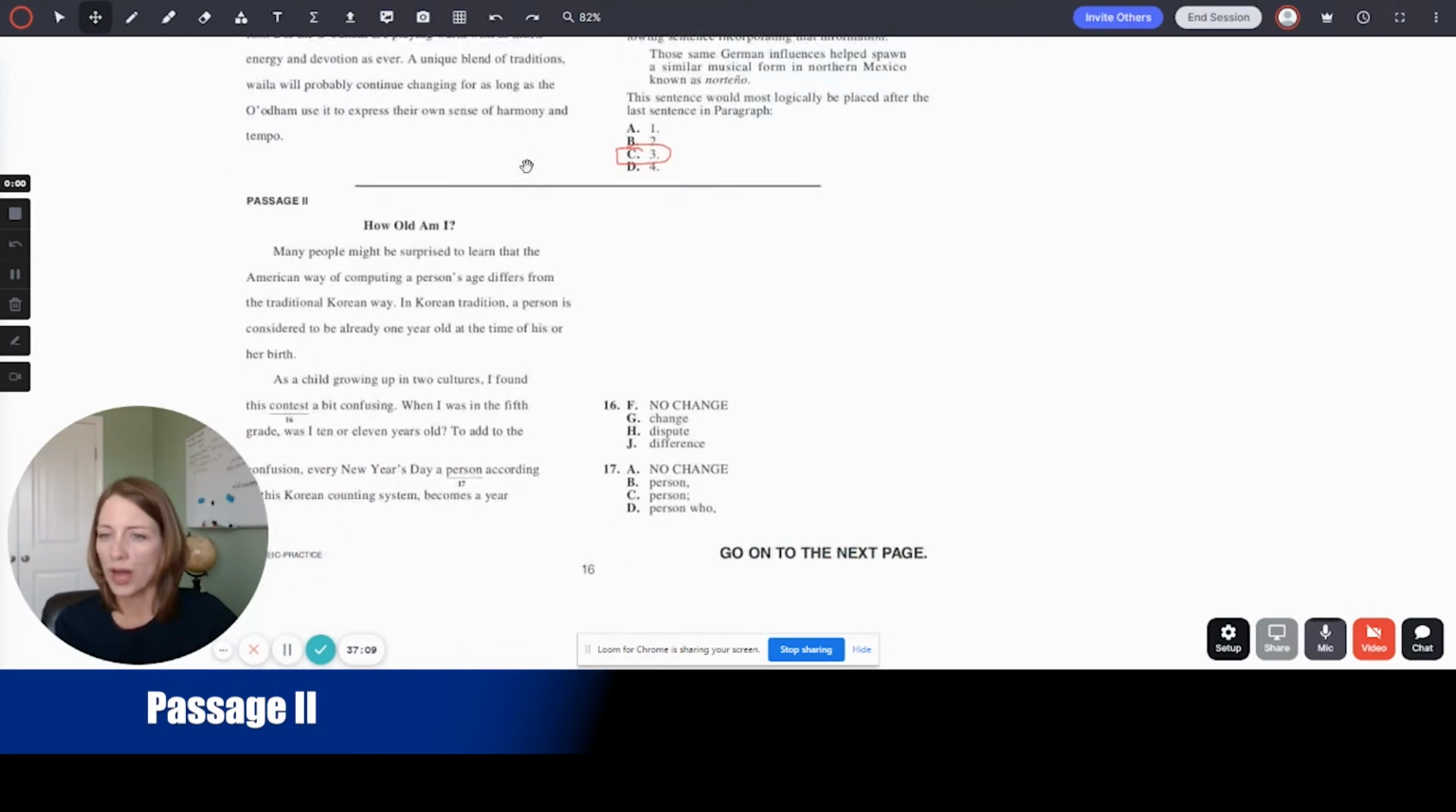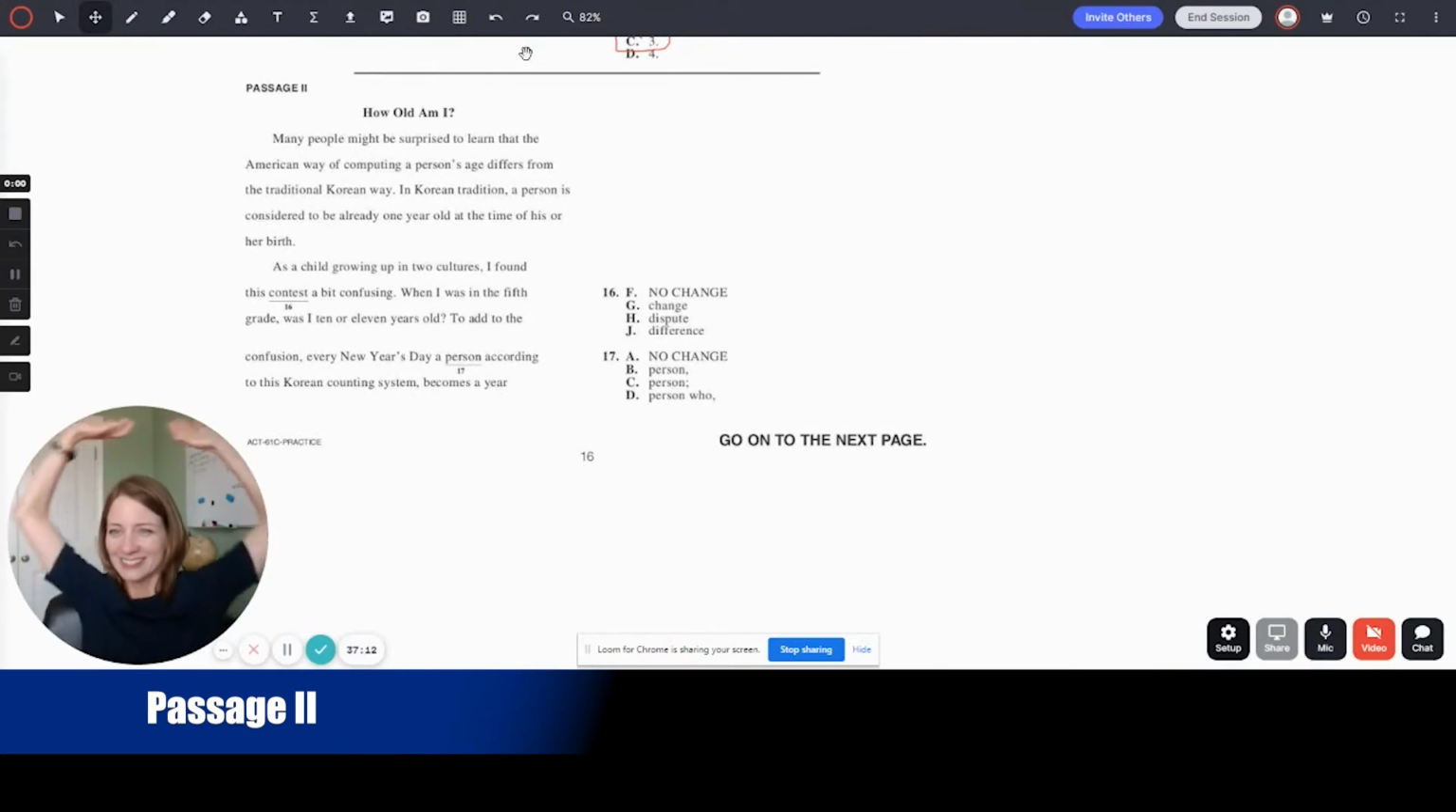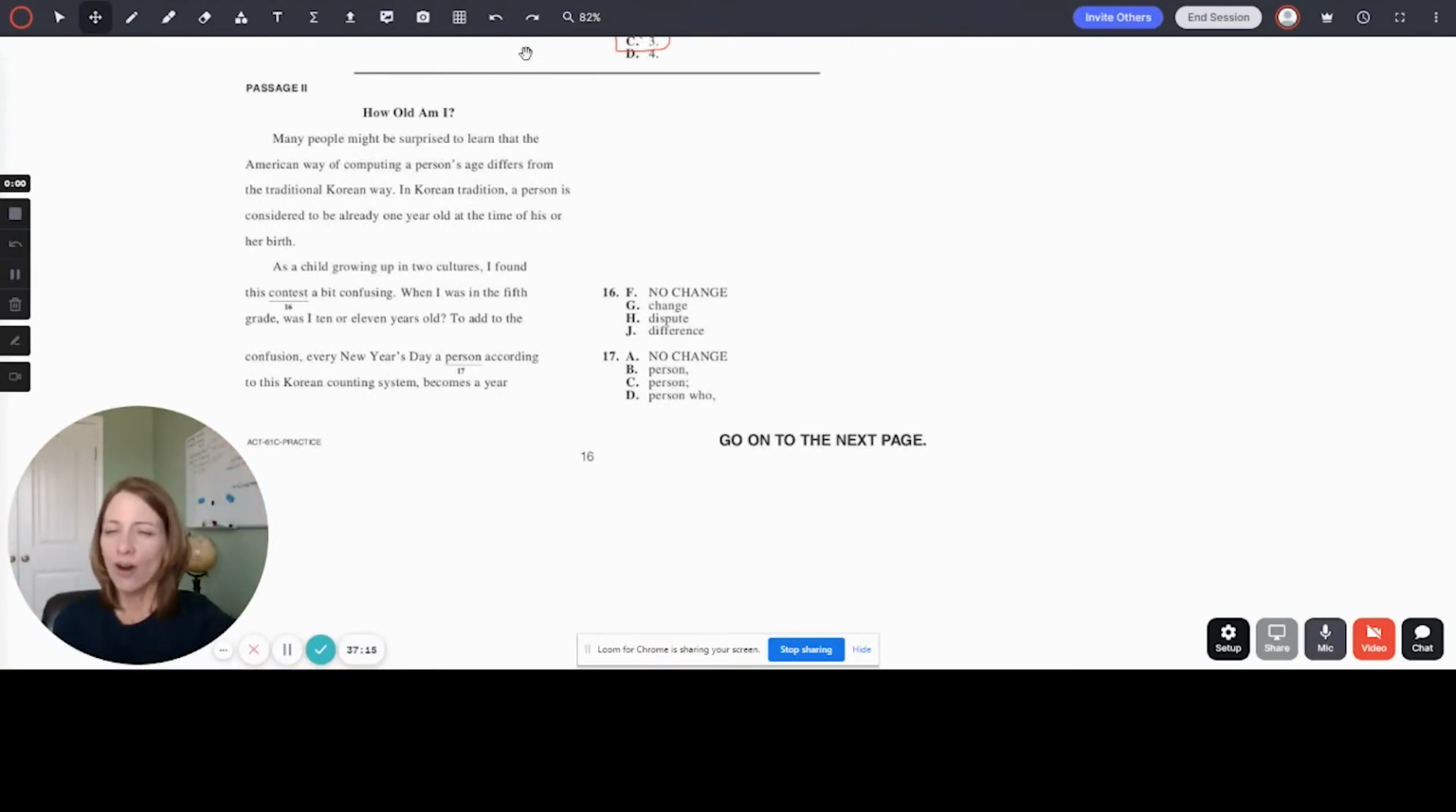Passage 2. How old am I? Are you excited? Yes. How old am I? Many people might be surprised to learn that the American way of computing a person's age differs from the traditional Korean way. This is fascinating. In Korean tradition, a person is considered to be already 1 year old at the time of his or her birth. As a child growing up in two cultures, I found this contrast a bit confusing. The options are: contest, change, dispute, difference.